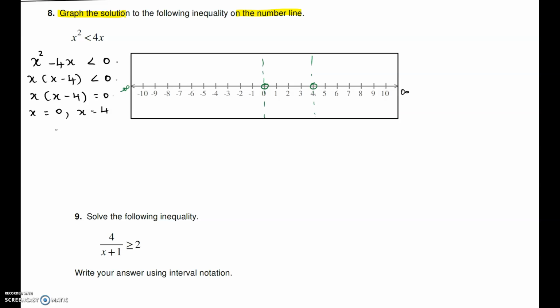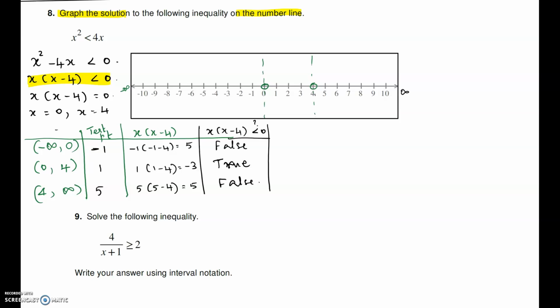So as we did in the earlier problem, we are going to create a table, and we are going to take a test point in each one of the intervals and plug it into the inequality and see whether it is a true statement or not. So we'll create a table. We have 3 intervals, negative infinity to 0, 0 through 4, 4 through infinity. We'll take a test point in each one of these intervals.